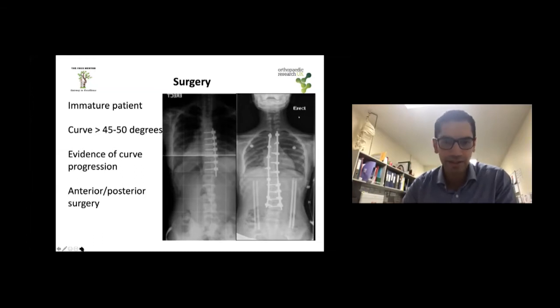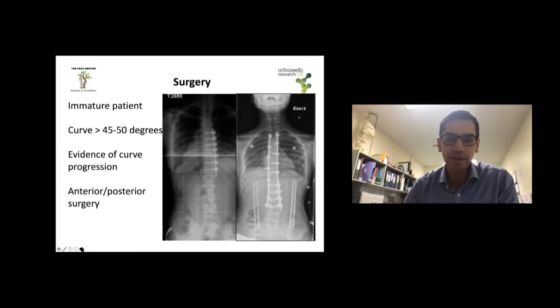which can be seen on the radiograph on the left-hand side. Or if you've got a very stiff curve, where on the bending views you've still got a curve above 60 degrees, you may need to do an anterior release, where you go through the front and take out all the disc spaces and insert bone graft and cages, and then go through the back and fix it. That's for very stiff curves.